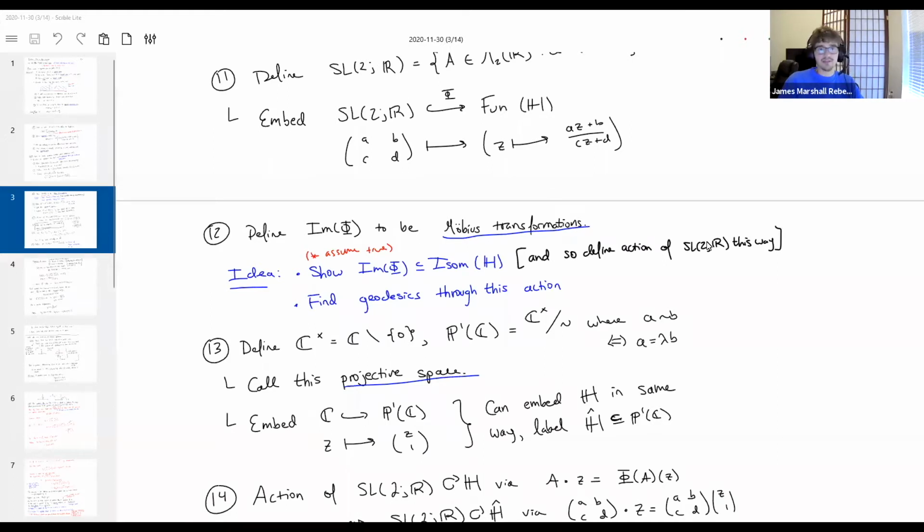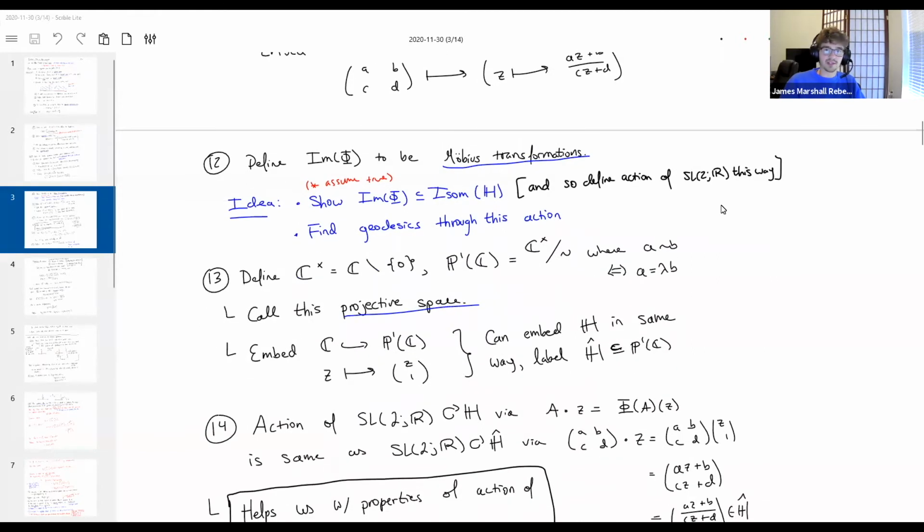And then kind of the idea at this point is to find geodesics through this action because SL2R is much easier to understand than just looking at all isometries. Okay, but looking at the action in this way is kind of difficult. So instead we're going to push it to the projective plane and look at it there.